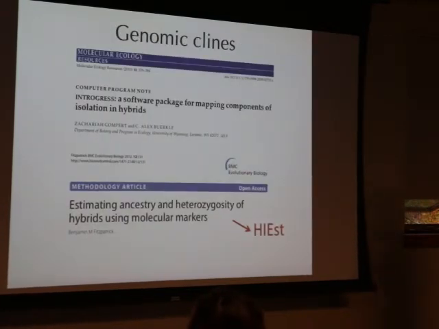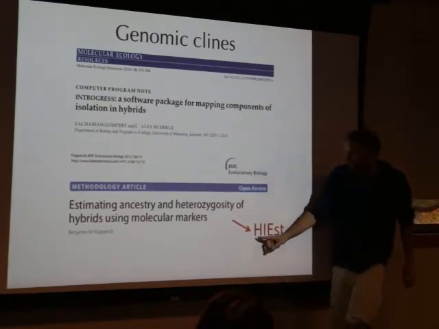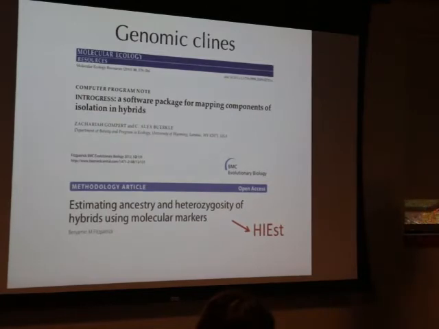Another analysis that we can do is this sort of genomic cline analysis. And here are just a couple papers that both actually produced R packages that you can go online and download and run in R. This one's called Introgress, this one is called HIS.